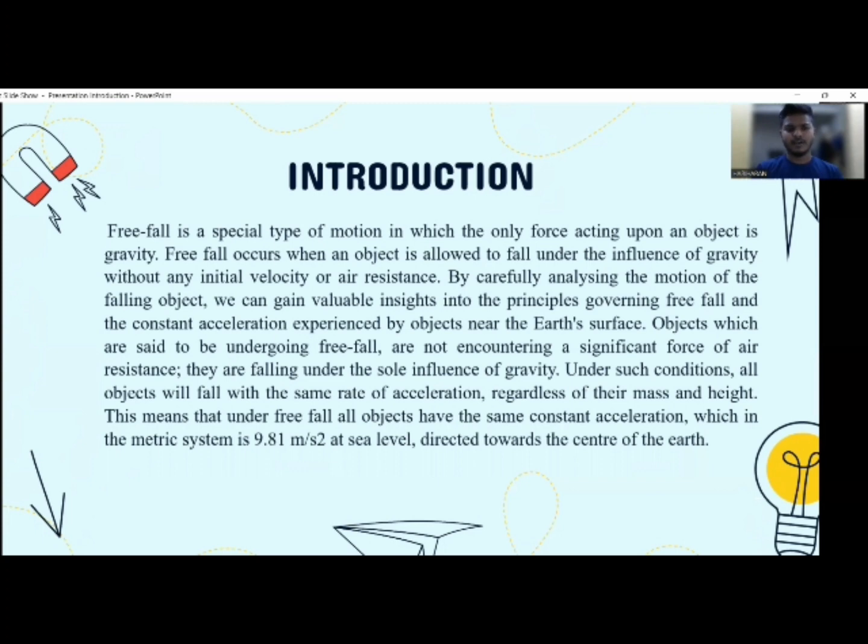Objects which are said to be undergoing free fall are not encountering a significant force or air resistance. They are falling under the sole influence of gravity. Under such conditions, all objects will fall with the same rate of acceleration regardless of their mass and height. This means that under free fall, all objects have the same constant acceleration, which in the metric system is 9.81 meter per second square at sea level, directed towards the center of Earth.